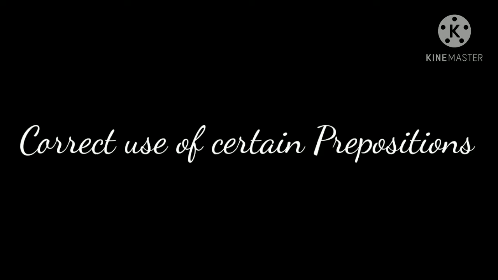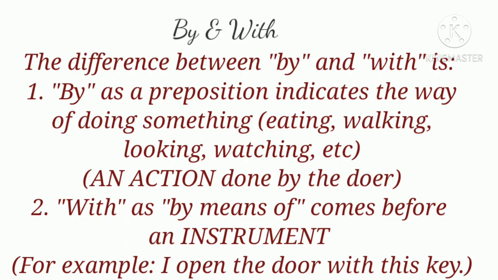Now let's understand some correct use of certain prepositions. Let's begin with by and with. The difference between by and with is, by as a preposition indicates the way of doing something, like eating, walking, looking, watching, etc. It is an action done by the doer. And with, as by means of, comes before an instrument. For example, I open the door with the keys.